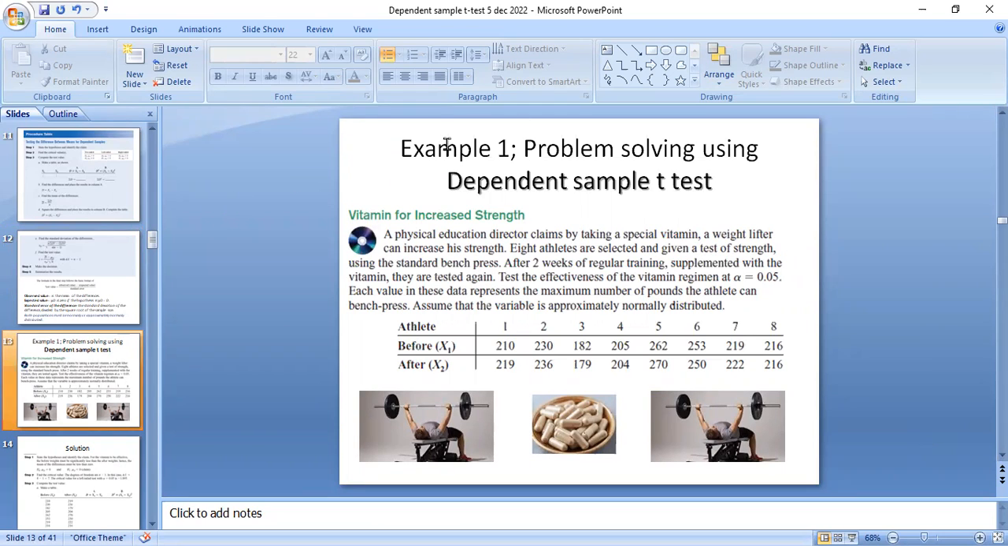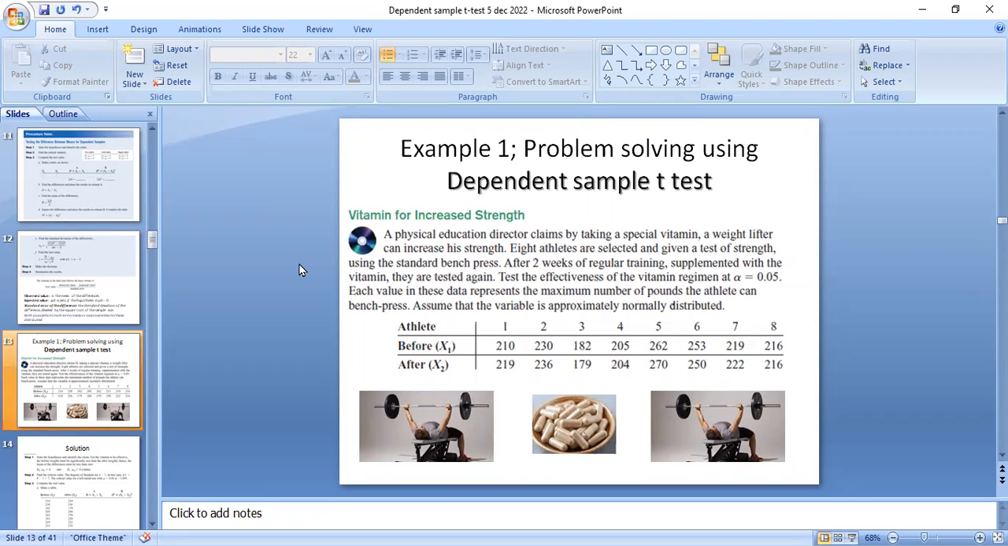Here is the first example of problem solving using the dependent sample t-test. It is the example of the vitamin for increased strength. A physical education director claims that by taking a special vitamin, a weightlifter can increase his strength. 8 athletes are selected and given a test of strength using the standard bench press. After 2 weeks of regular training, supplemented with the vitamin, they are tested again. Test the effectiveness of the vitamin regimen at level of significance 0.05.